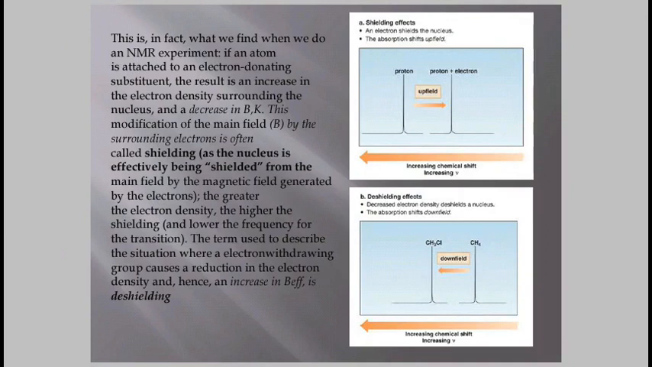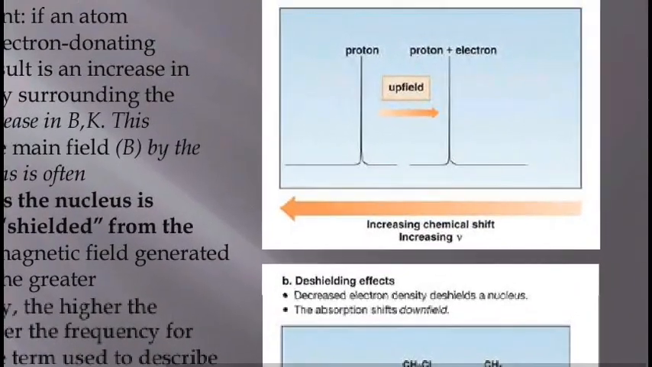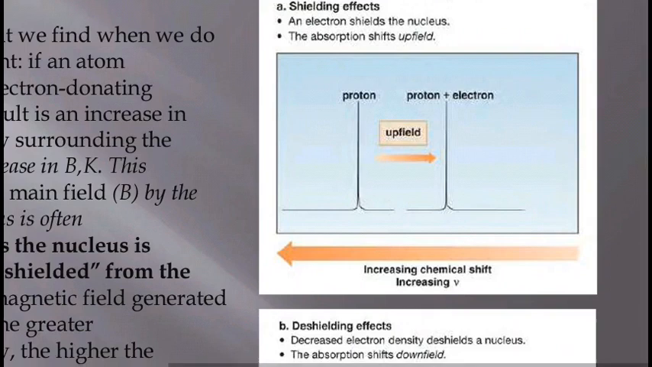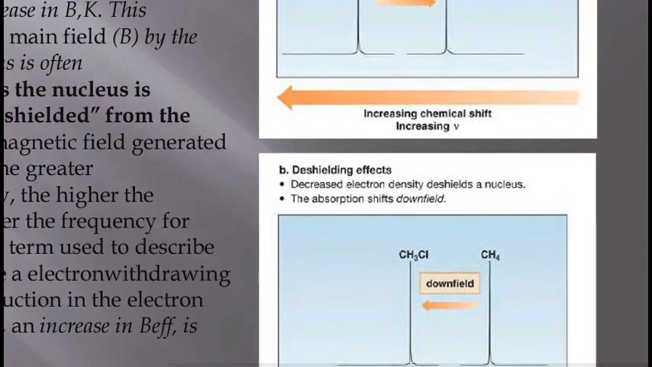An increase in electron density in the nucleus's local environment causes a decrease in B effective. With higher electron density, the absorption frequency for the transition is lower, which is called shielding. The proton is said to be more shielded. Hence, less surrounding electron density causes the deshielding effect.